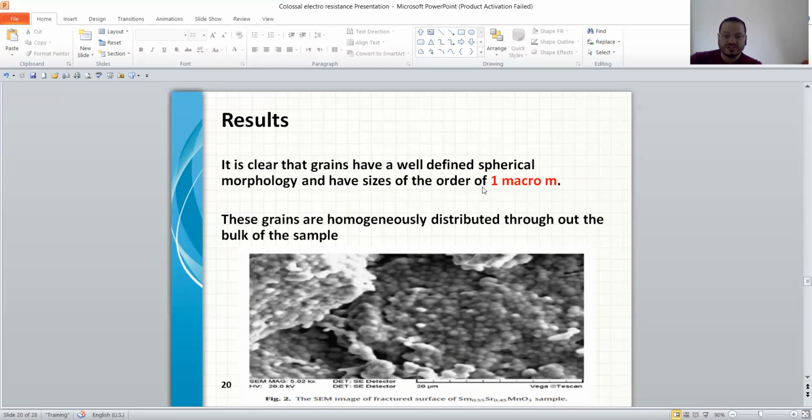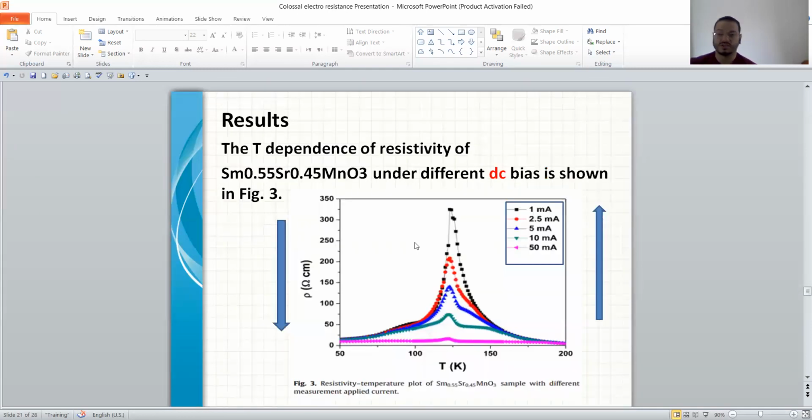These grains are homogeneously distributed, and this is important, throughout the bulk of the sample. These grains show us the homogeneous distribution throughout the bulk of the system. It's an important word, because it shows us the shape of these balls through the bulk of the sample, because of that I use the picture again.